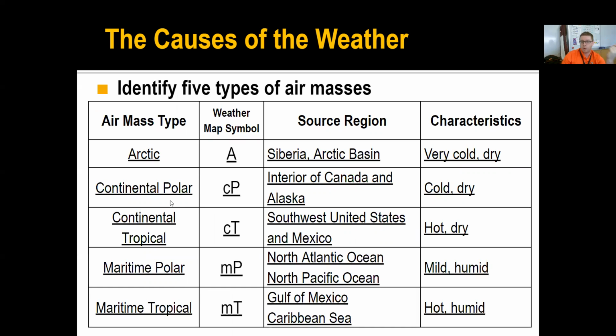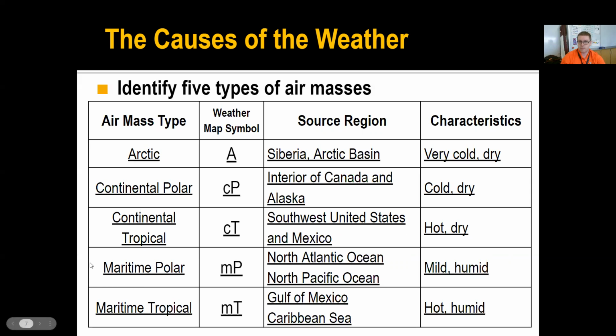We have the continental polar air mass that is cold and dry. And we have the continental tropical air mass that's hot and dry. So these first three are all going to be very dry. If they form over a continent, there's not enough water on that continent for it to take in to make it very humid. For that, you need to go over the ocean, or our last two.